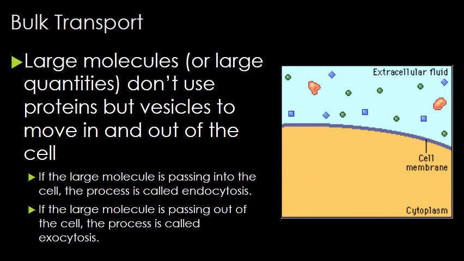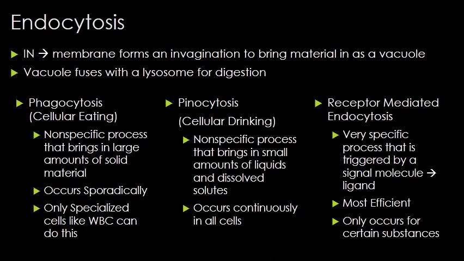As you can see on the right, the material that needs to come in is grabbed in a vesicle and it comes in through endocytosis. When it needs to leave, the waste products or whatever, it binds with the membrane and allows it to exit, or exocytosis. There are three major types of endocytosis.